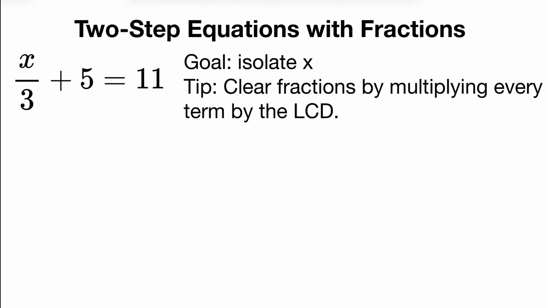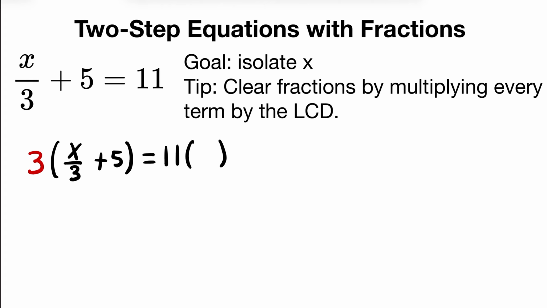So we're multiplying 3 times x divided by 3 plus 5 equals 11. But remember, whatever you do to one side, you do to the other, so you're also multiplying by 3 on the right side. Okay, the next thing to do is distribute the 3 to each term within the parentheses.